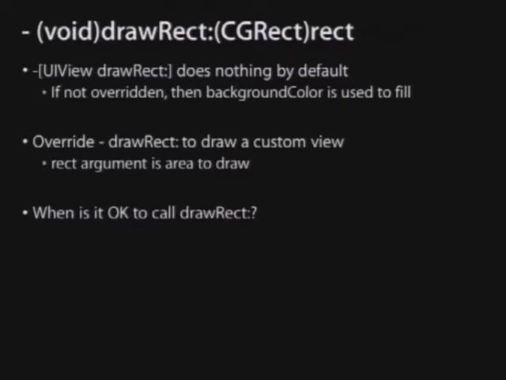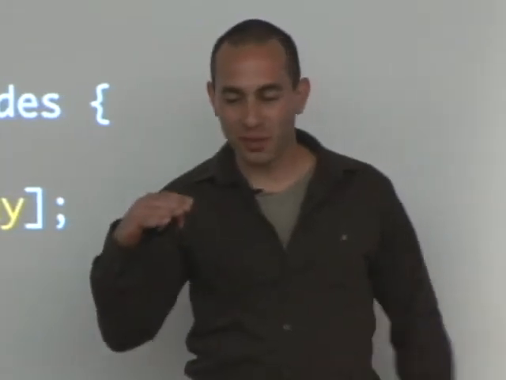And when is it OK to call drawRect? Does anybody want to guess? When is it OK to call drawRect? Never. Don't call drawRect. If you're implementing a subclass and then a subclass of that subclass, the exception, of course, is to call super on your superclass's drawRect. But you never call drawRect on a different view.